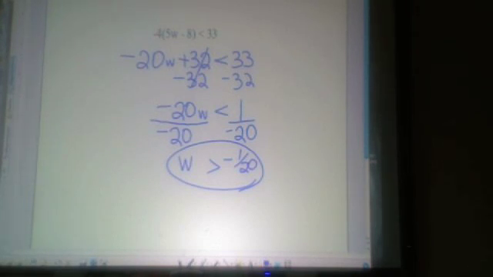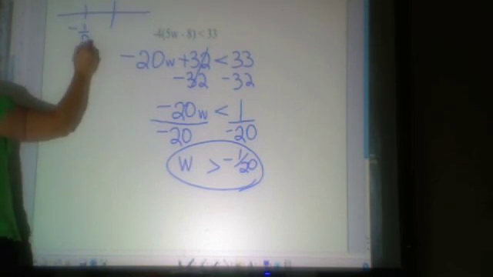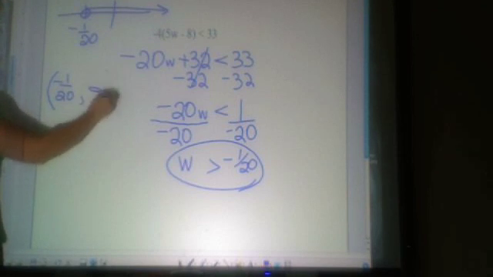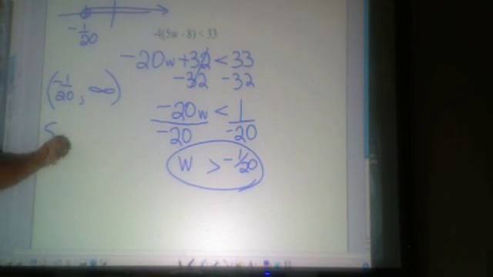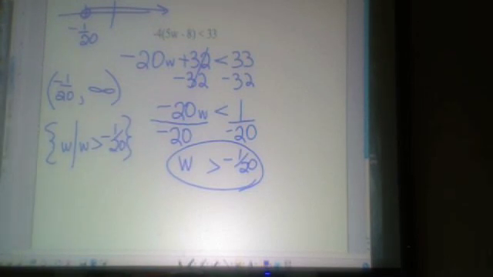On your test, I'll just give you solutions and ask you, is this interval notation or is this set builder notation? All kinds of crazy little things I can ask you. Here's your graph. Here's interval. Here's set builder. Check yourself.